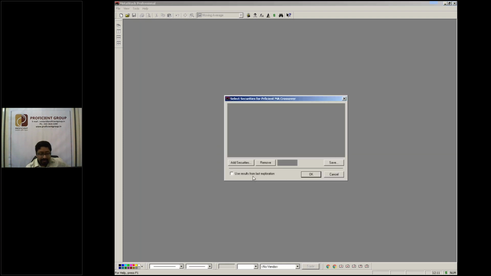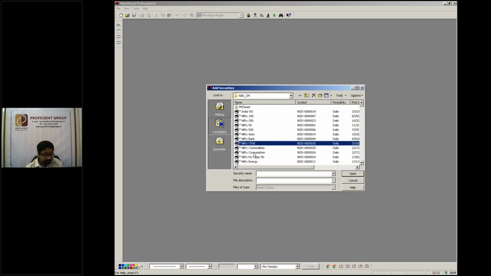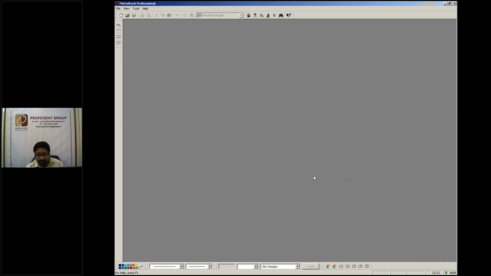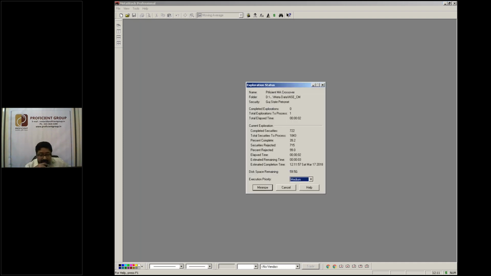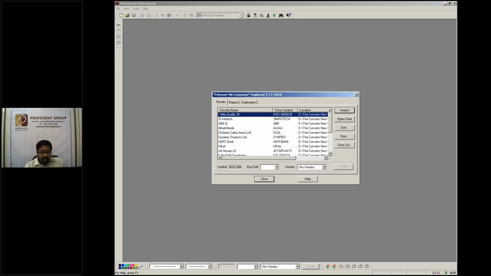I'm exploring it on my database. Okay, I'm selecting the stocks again, and I'm running. Look at the percent rejected. There is 99% rejected. That means only 1% of stocks in the entire Nifty has given you a bearish crossover of 13 versus 100-day moving average. There are some very well-known stocks like HDFC, Jet Airways, and Reliance Industries.